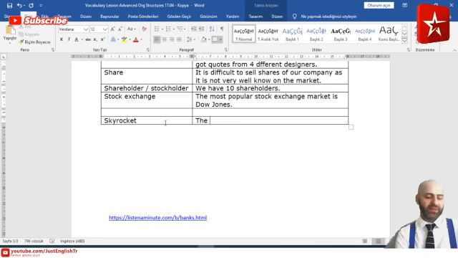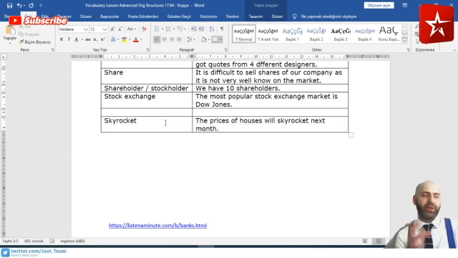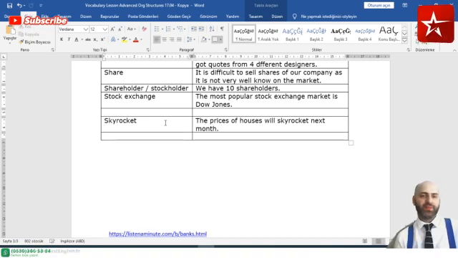The prices of houses will skyrocket next month. I know something will happen and this will cause the house prices to skyrocket next month. So the prices will increase dramatically next month.